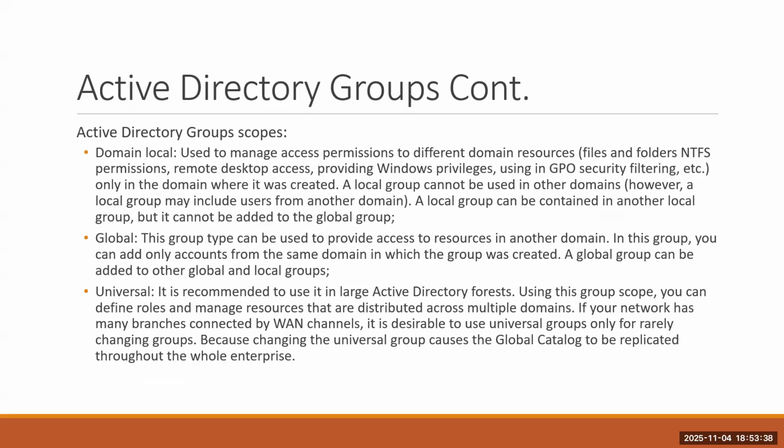If your network has many branches connected by WAN channels, which means wide area network, it is desirable to use universal groups only for rarely changing groups. I think that's what we do because our groups don't change, because changing the universal groups causes the global catalog to be replicated throughout the whole enterprise. What that essentially says is, if you make a change to a group, say you add a new subsection for a different department, the whole catalog, meaning all the search features, would be copied to both databases again and rewrite over everything. It'd be a pain because it's a lot of people and a lot of groups to go through. Does that make sense?